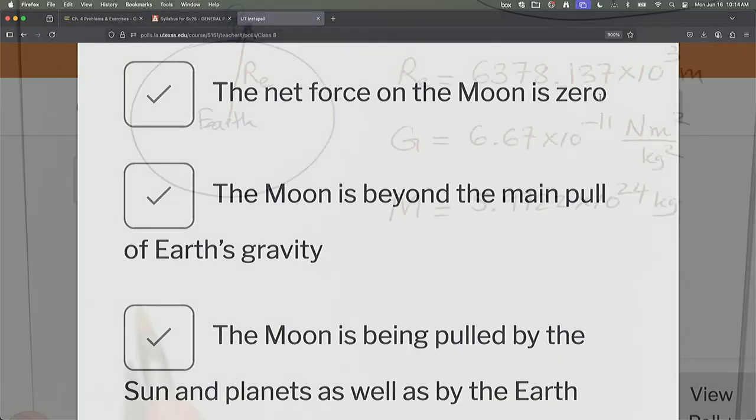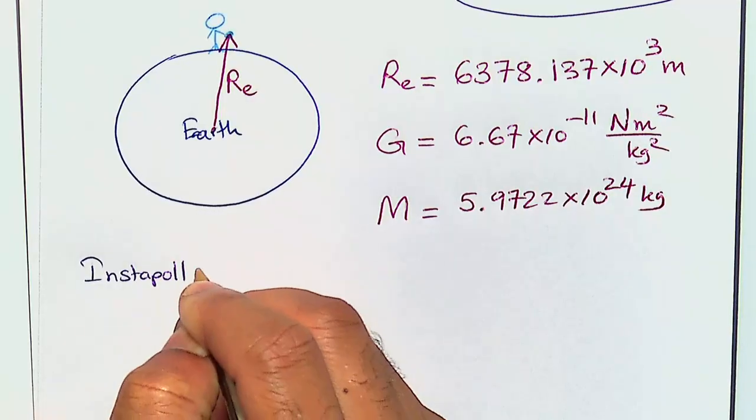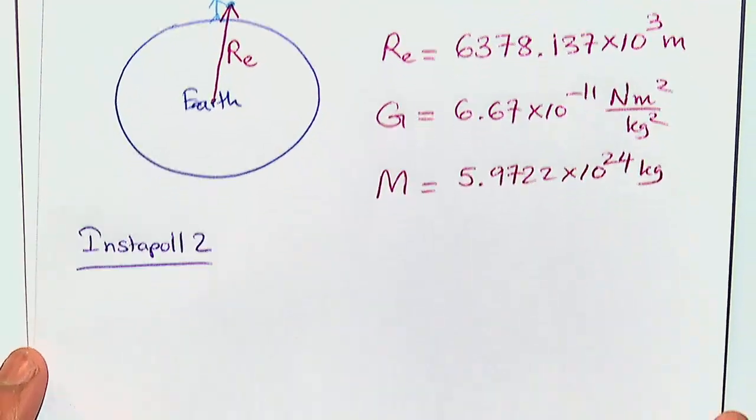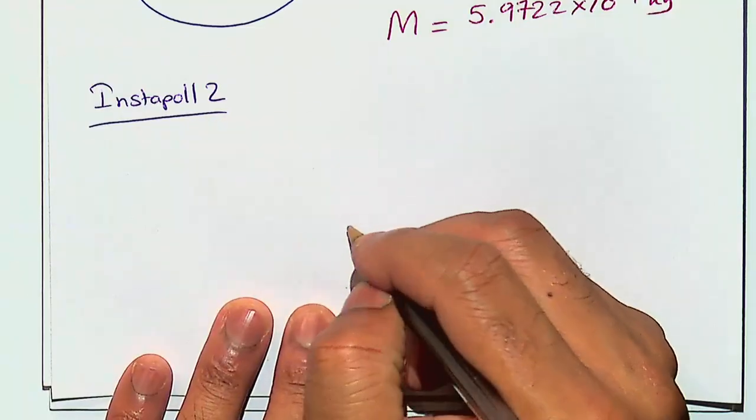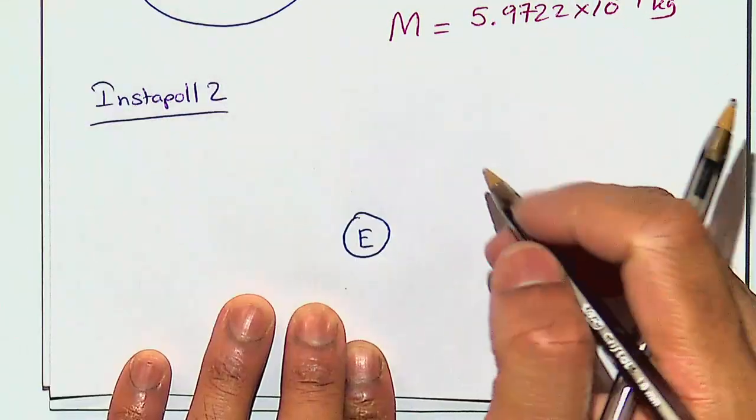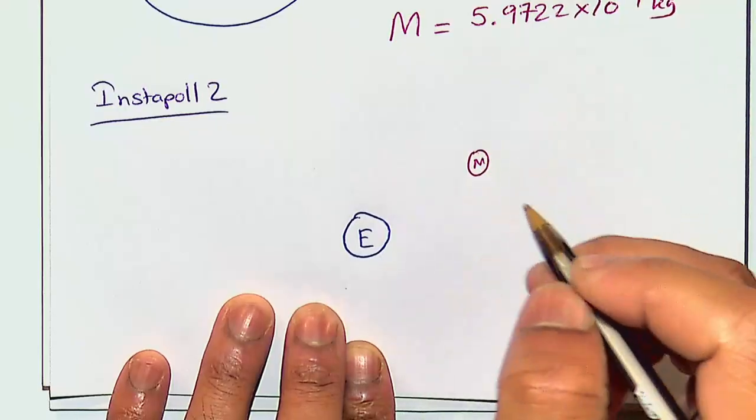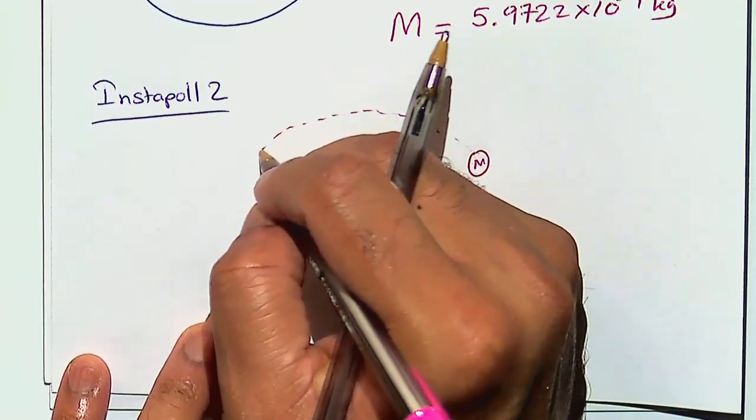Let's switch over to the dot cam here. So Instapoll 2, right? So hopefully you're drawing a picture when you see these sorts of questions, right? So we can think about the Earth. Here's the Earth, and put the moon going around it. So here's our moon going around the Earth, like that.